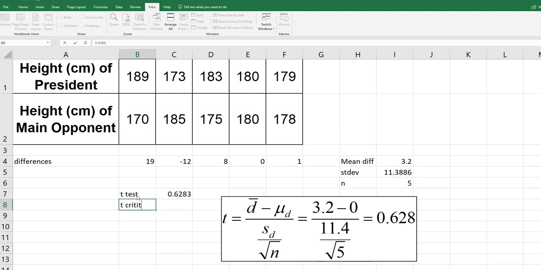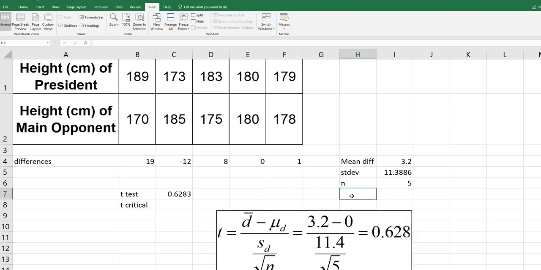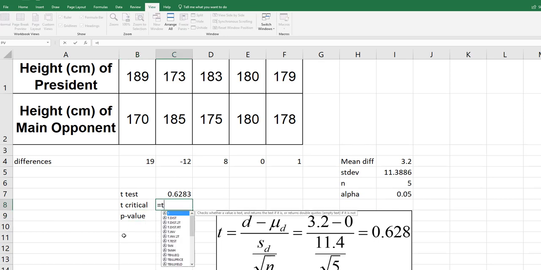And so now from here, I can find my critical value, if I could spell critical. I'm not sure that's even right. And I typically like to go ahead and put my alpha over here, which was 0.05. And also, let's say we could find our p-value. Okay, so the critical value I could find by T.INV. This is not a two-tail. Two-tail would be where the alternative would be not equal.